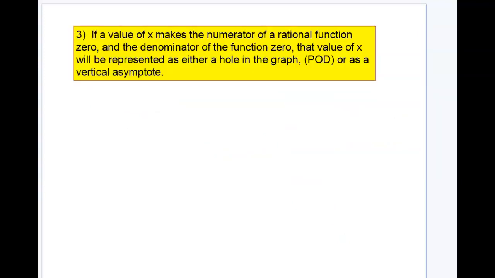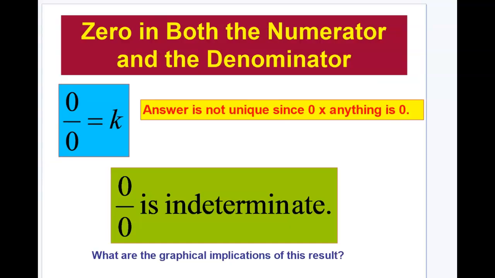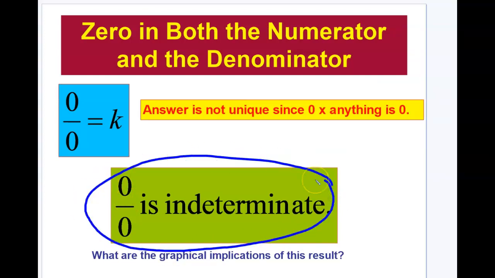Finally, if a value of x makes the numerator of a rational function 0 and the denominator of a rational function 0, that value of x will be represented by either a hole in the graph, which is called the point of discontinuity, or as a vertical asymptote. So if a value of x makes both the numerator 0 and the denominator 0, we call that indeterminate.